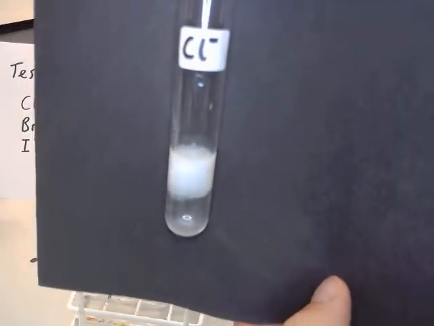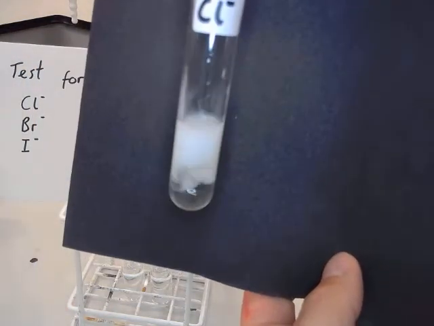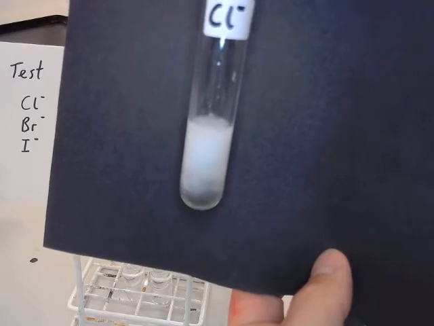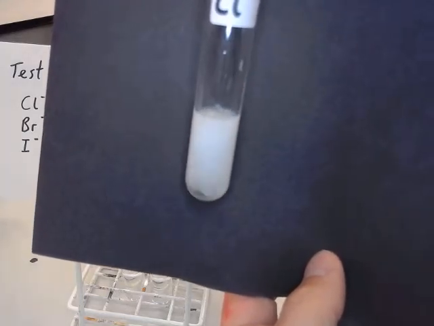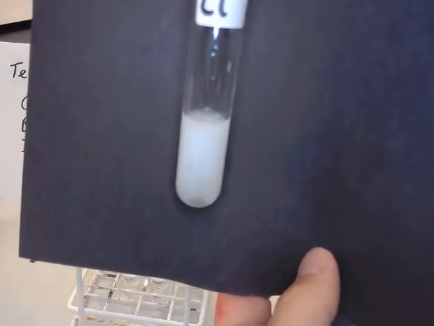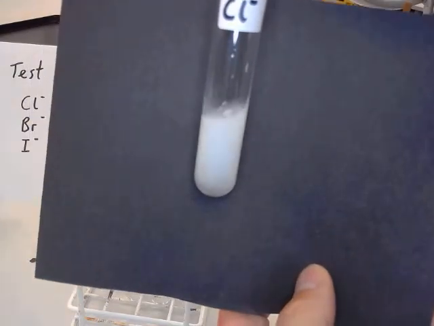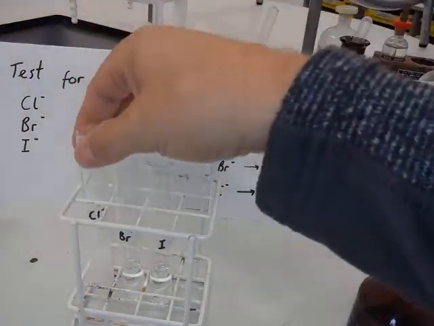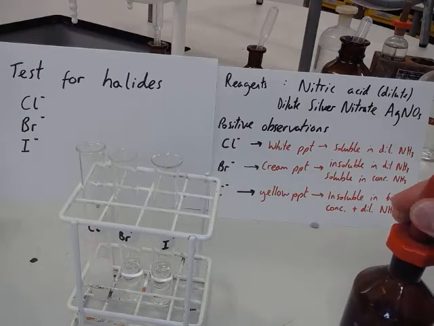Okay, definitely precipitate there. See it there, it's got the opaqueness. So I swirl it, it mixes a bit more. It's opaque, you can't see through. I would say that's white. I'll do the bromide.